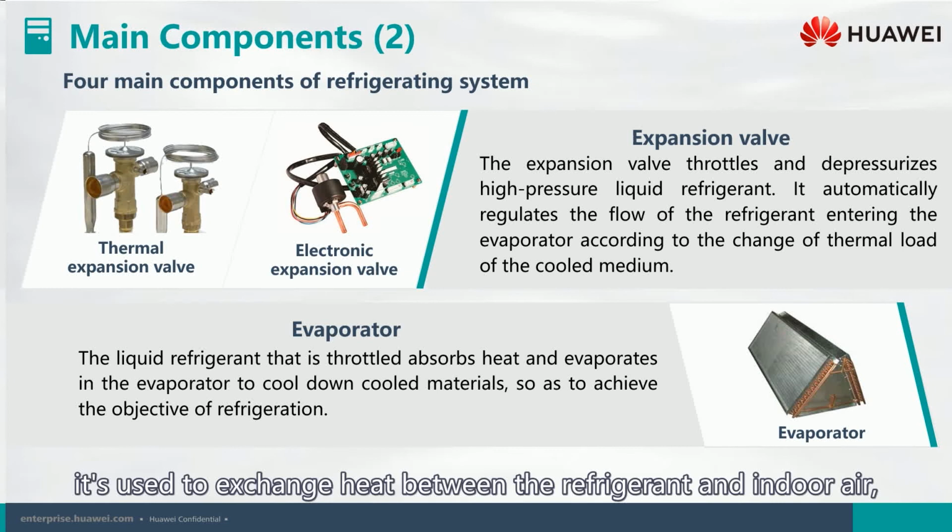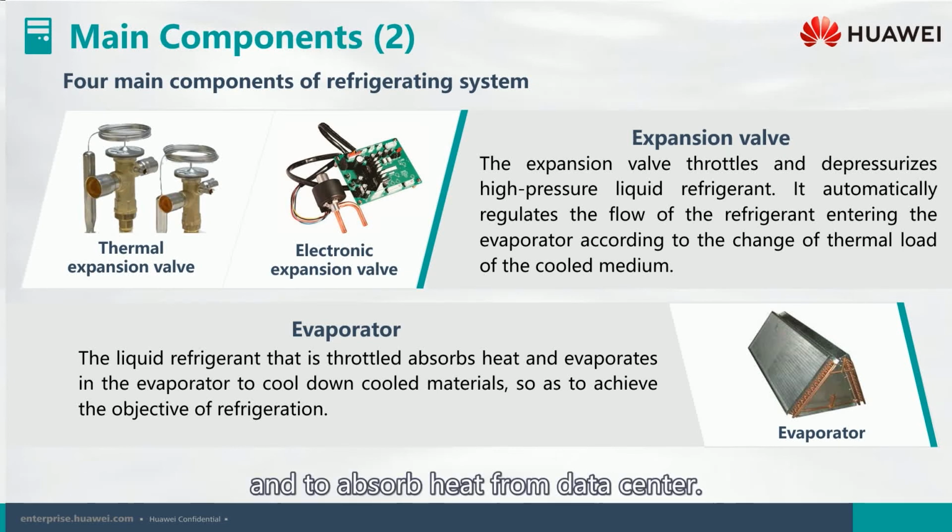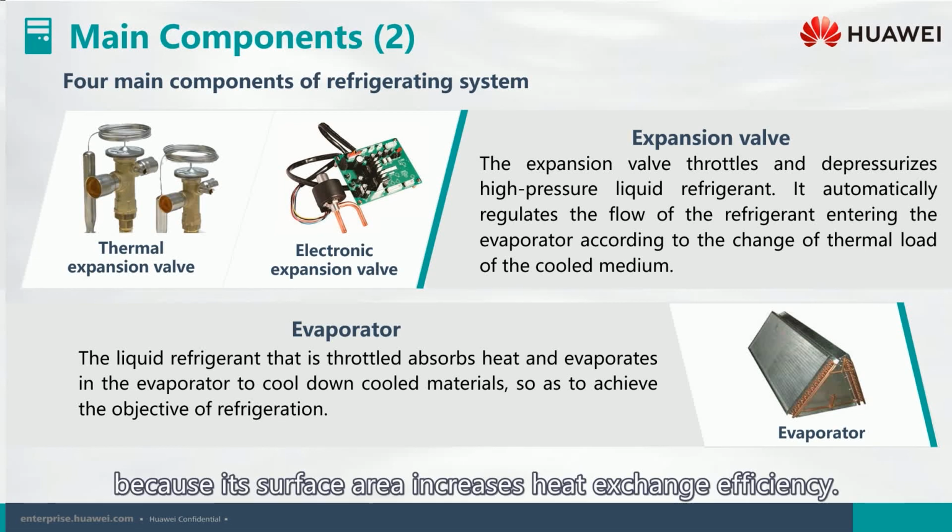It's used to exchange heat between the refrigerant and indoor air and to absorb heat from the data center. They are also divided into 2 types, water-cooled and air-cooled. Here we can see an air-cooled evaporator. An evaporator is usually triangle-shaped because its surface area increases heat exchange efficiency.